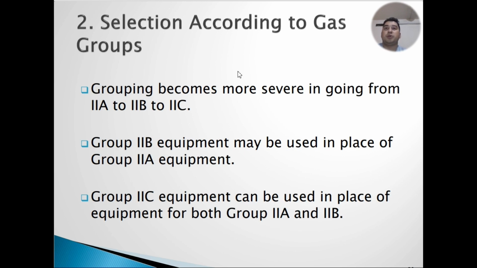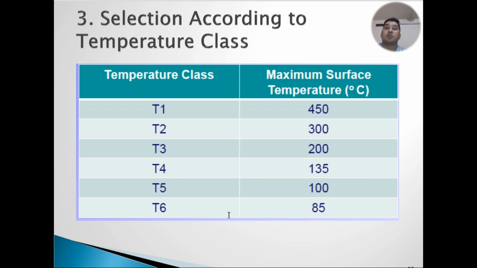Now selection according to gas groups. Grouping becomes more severe in going from IIA to IIB and IIC. Group B equipment may be used in place of Group A equipment. Group C equipment can be used in place of equipment for both Group A and B. Now, selection according to temperature class T1, T2, T3, T4, T5, T6. These are the temperature classes, as we know already.